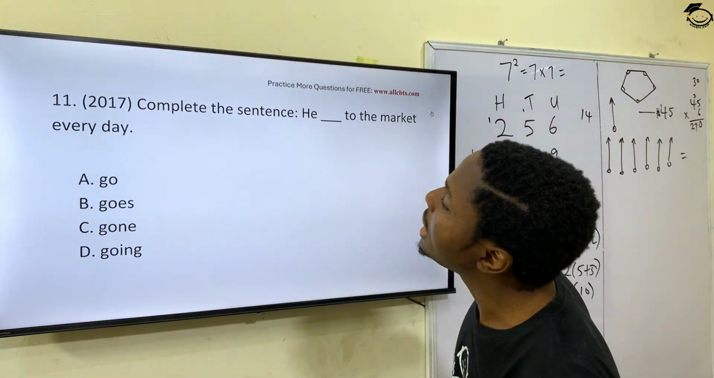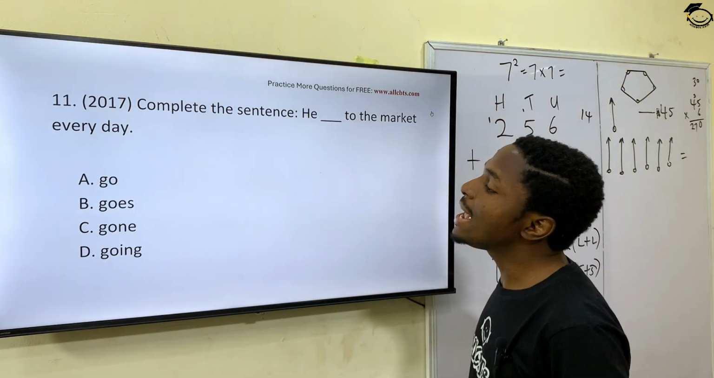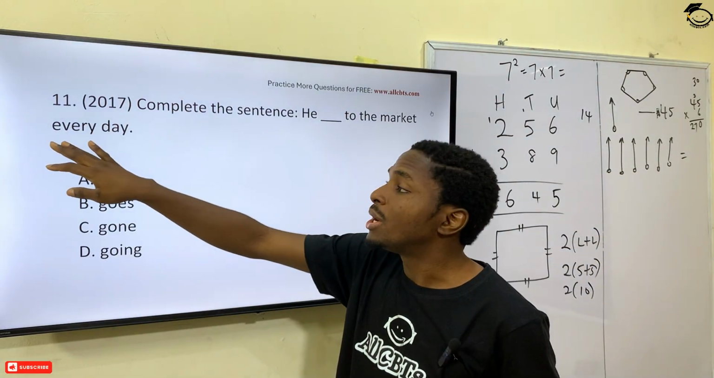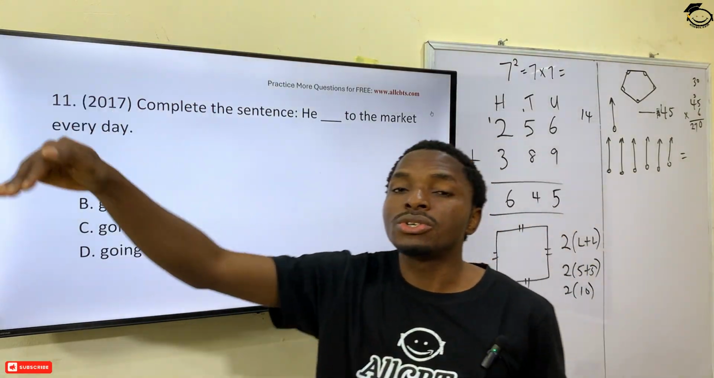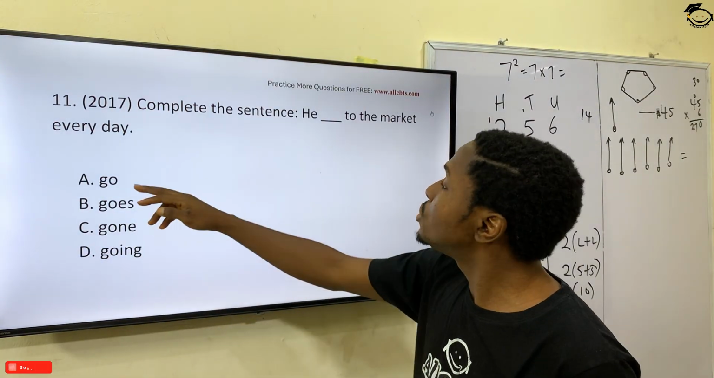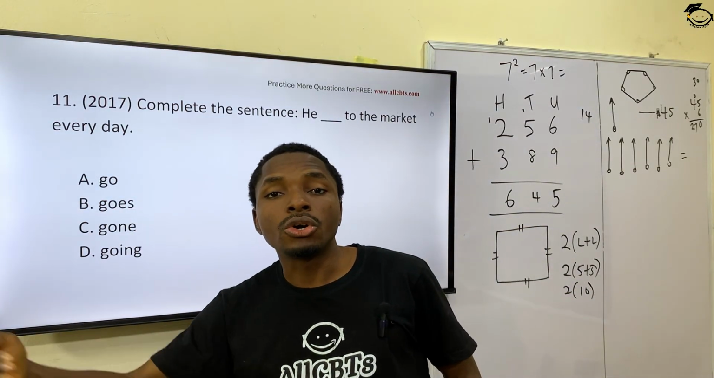And then you have 11. Complete the sentence. He dashed to the market every day. Now, because we see every day here, we can tell that this is a future continuous action, an action that continues going on in the future. So we need the word from this option that is in the future continuous.